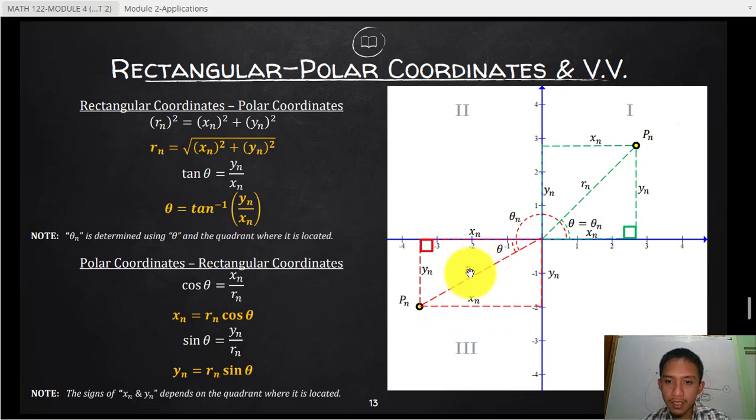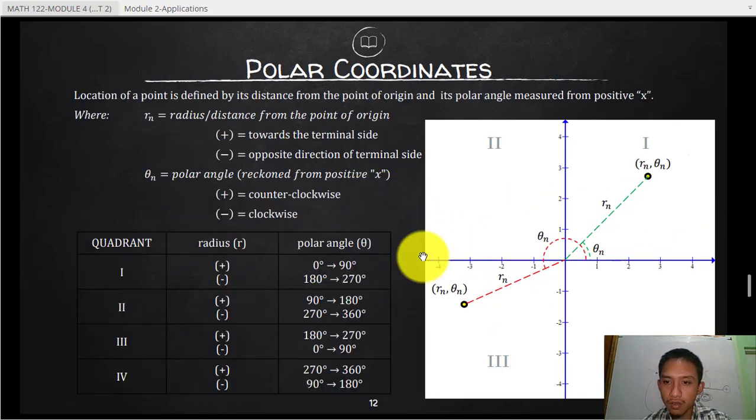Again, the same, getting that radius there is by the Pythagorean theorem. Let's say I will consider this right triangle here, so that we are connected with the horizontal. Then, how do I get the theta? Isn't it that if you go back here, theta n is always from the positive x going to the terminal, or to the line that we are, or to the radius.